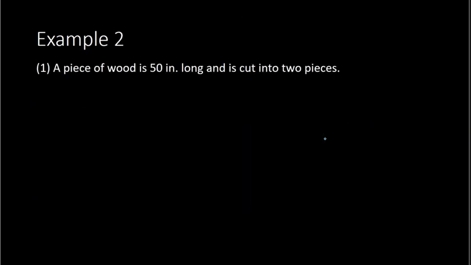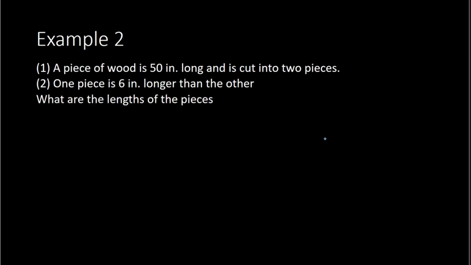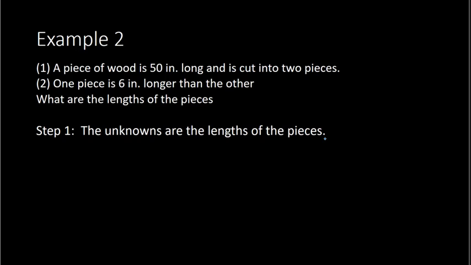Example 2. You have a piece of wood that is 50 inches long and is cut into 2 pieces. One piece is 6 inches longer than the other. What are the lengths of the pieces? So step 1 is to determine the unknown values. So here the unknown is the length of the pieces. So we can, from there, choose a variable to represent our unknown.